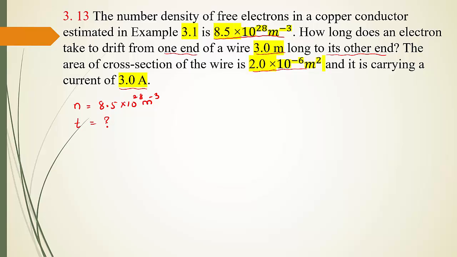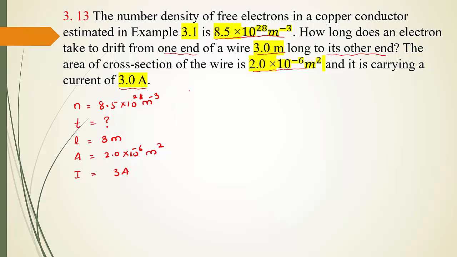Then here the length of the wire is given. Let us take it as L equal to 3.0 meter or 3 meter. Then area of the cross section of the wire is given A equal to 2.0 into 10 raised to minus 6 meter square. And it is carrying a current I equal to 3 ampere. These are the givens. So what we have to calculate? Time interval. How much time an electron can take to drift from one end of the wire to another end.